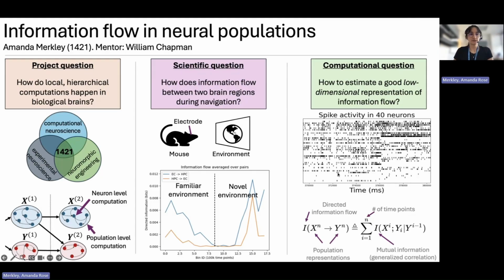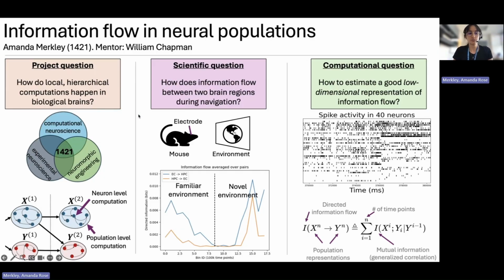So I'm in Department 1421, which is all about cognitive and emerging computing, and a major thrust in this department is neuromorphic computing. So what that means is computers that operate roughly based on how we think the brain performs computations. But in order to do that, we first need to understand how these brains actually perform computations. So that's the major question of this project: how do local hierarchical computations happen in biological brains?